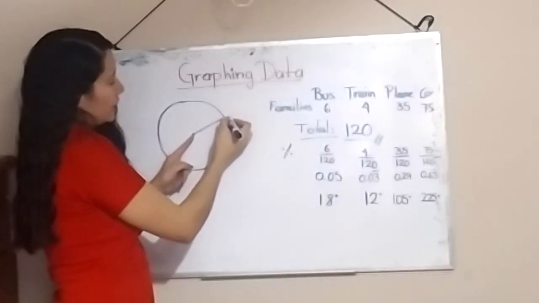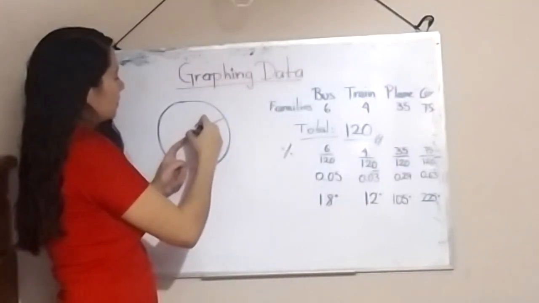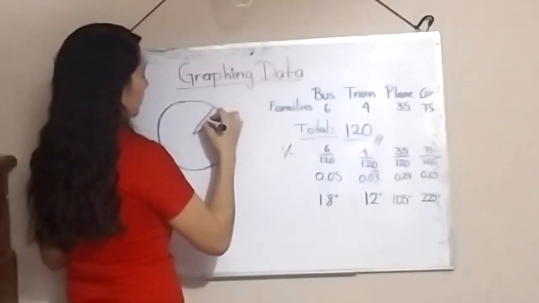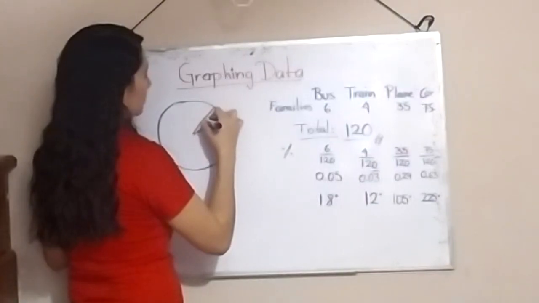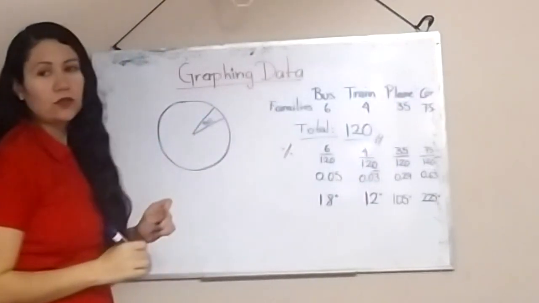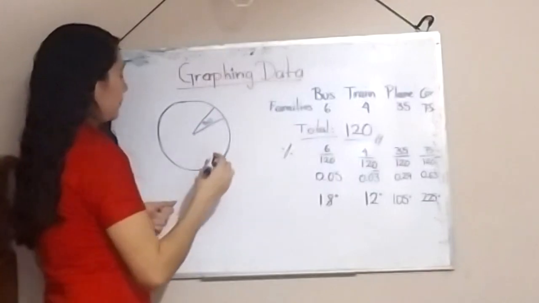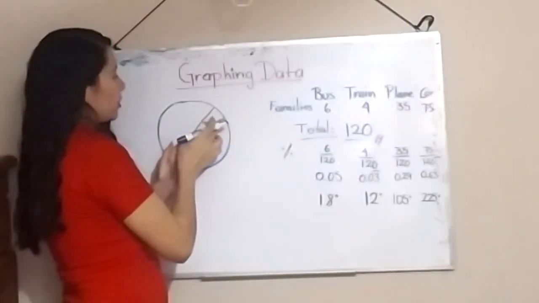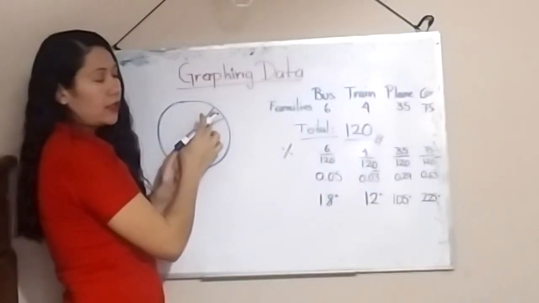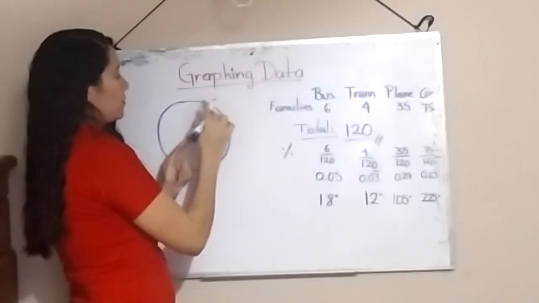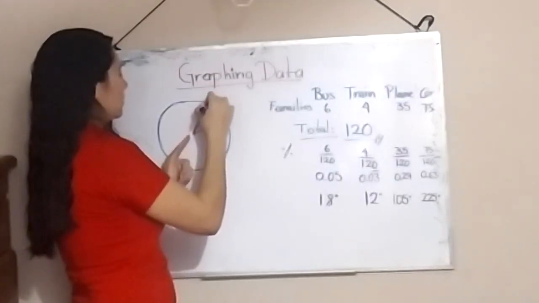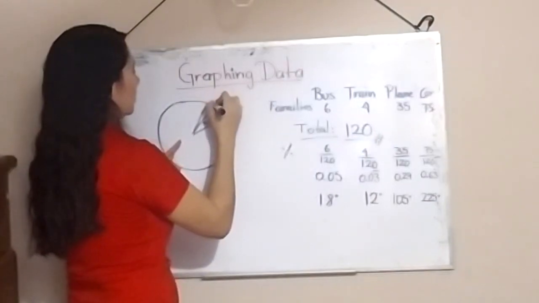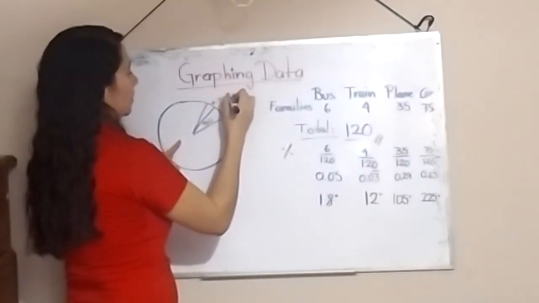Then you measure 18 degrees and draw another line, and this would be the families that go by bus. You need to label each of them. Then you move the protractor to start in the following line and measure 12 degrees. These are the families that go by train.